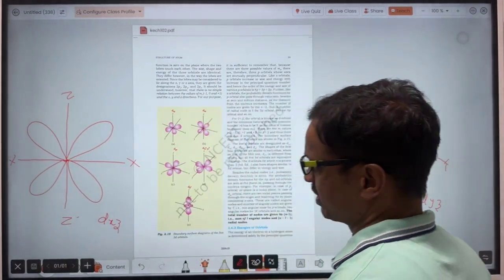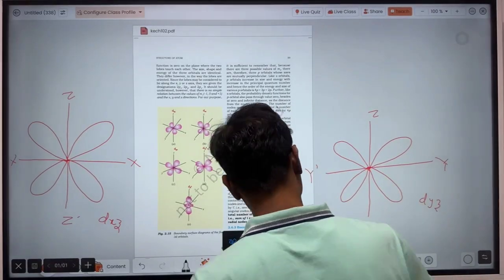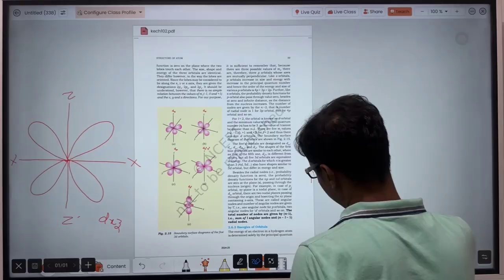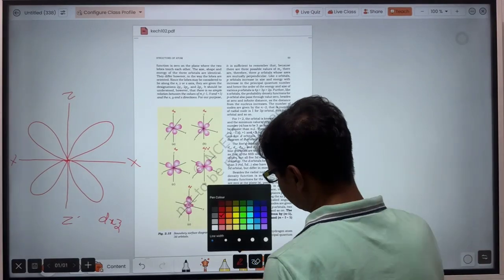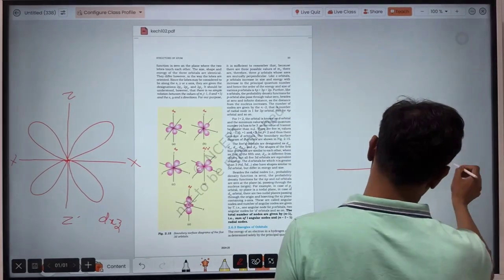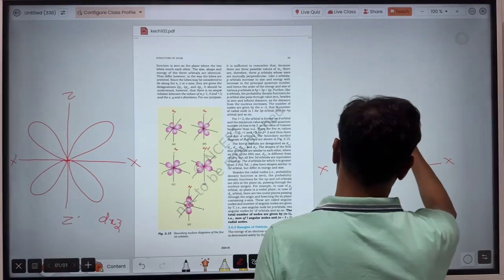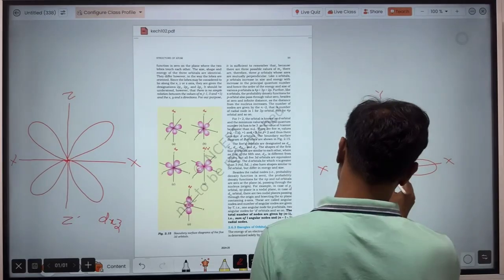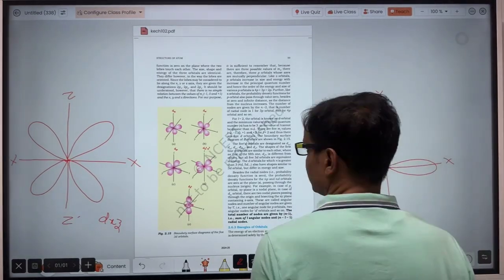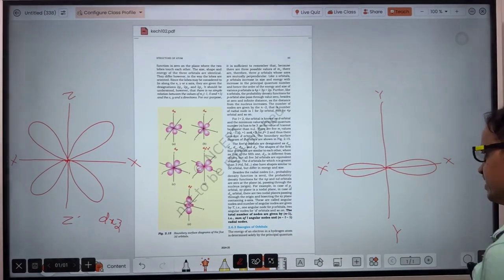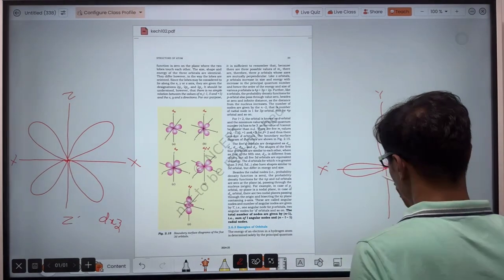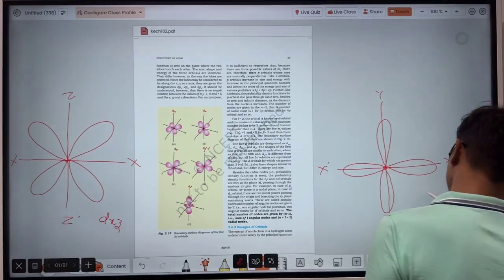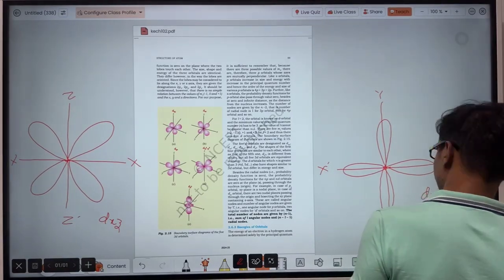Now let's see carefully about the dx square minus y square. What is the geometry in dx square minus y square? So x-axis here, y-axis. One lobe will be along this line. In case of x-axis, one lobe will be along the x-axis, and one lobe will be along the y-axis. So it will be dx square minus y square.